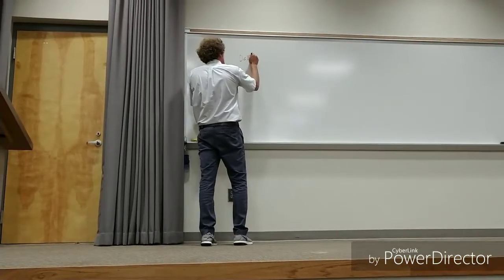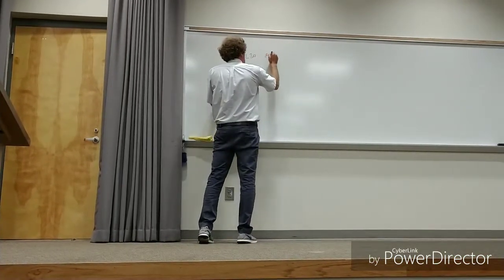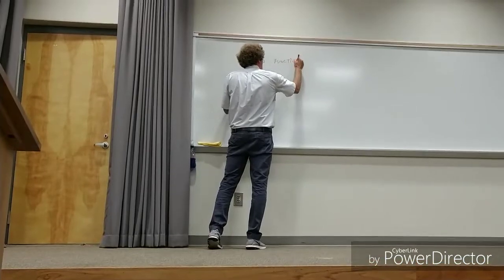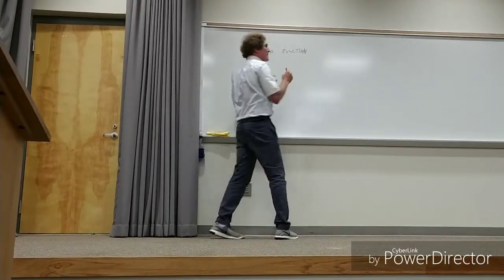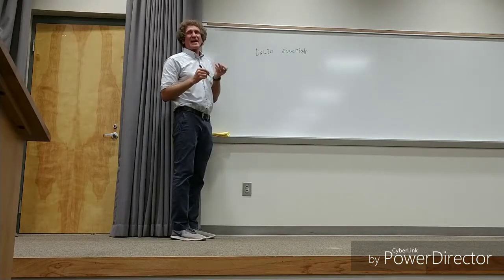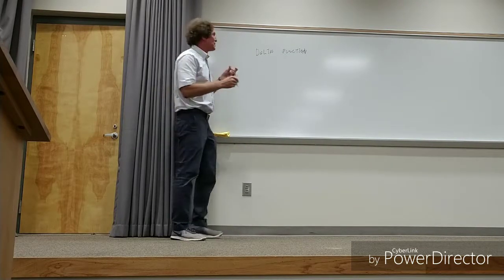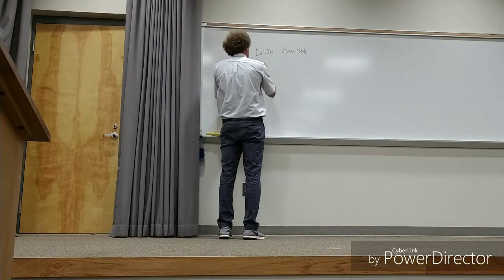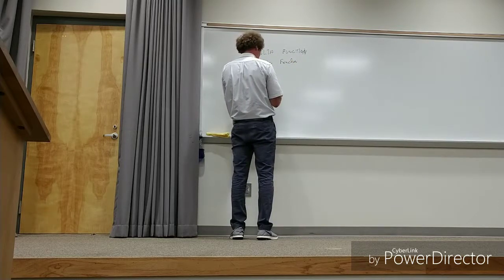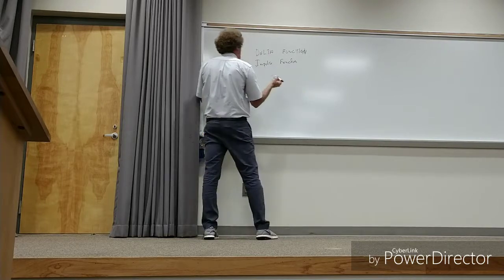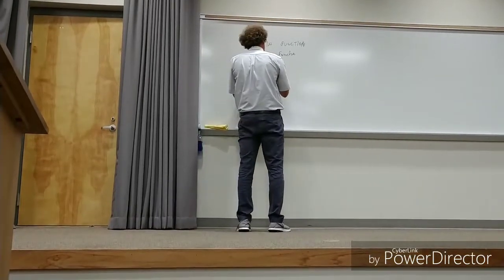Delta function. All right. Now, let me just explain something about this. It can be called a Dirac delta function. It can be called an impulse function. This is a different one. The symbol for it is delta of t.